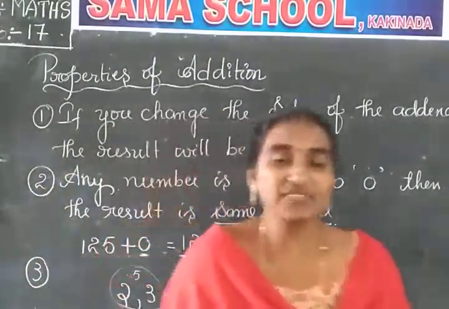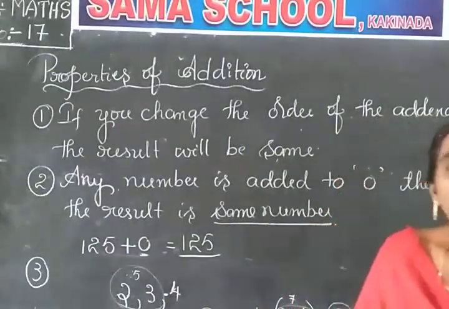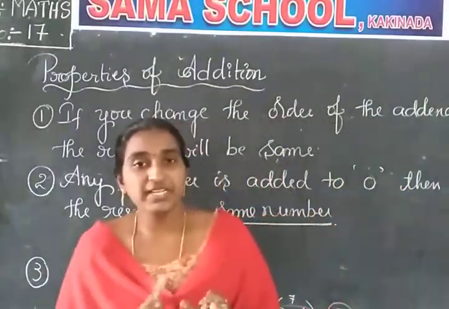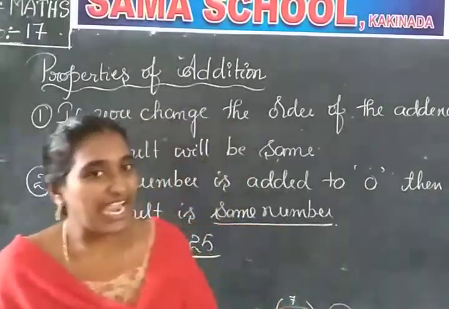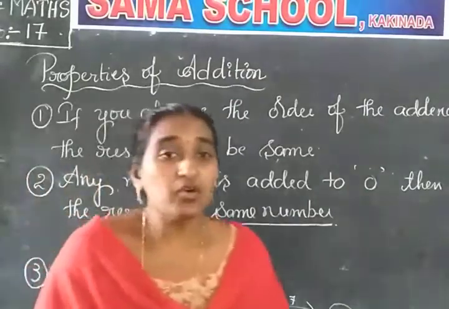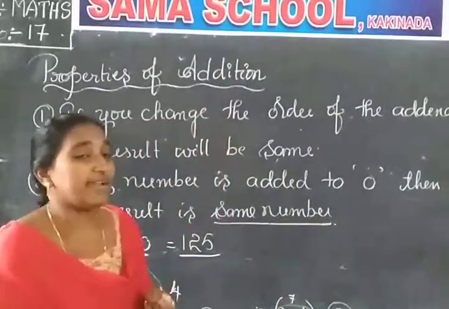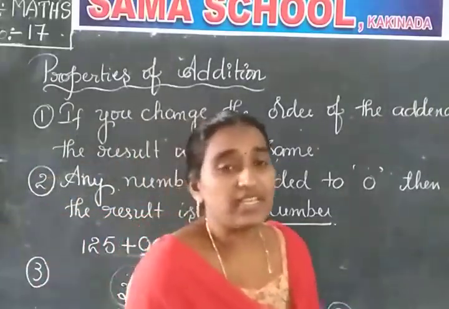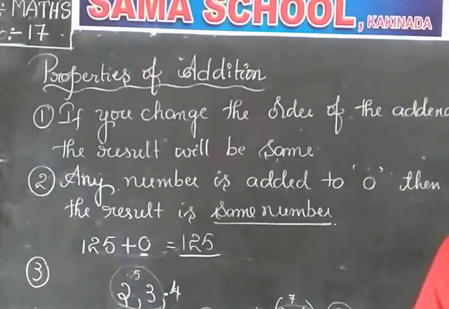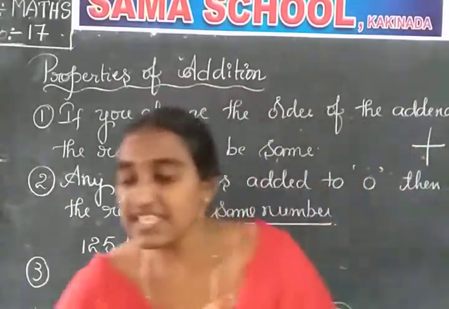See children, in this class what did you discuss? What did you learn? We have learned we have 4 basic operations in arithmetic. What are they? Addition, subtraction, multiplication and division. See here, we have learned about additions today. And who invented these additions? Chinese invented these additions. And who designed the symbol for addition? Robert Recorde. He designed the plus symbol for addition. And what does the plus symbol represent? This plus symbol represents sum.